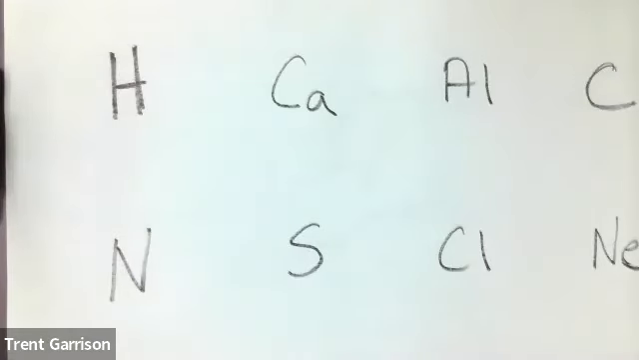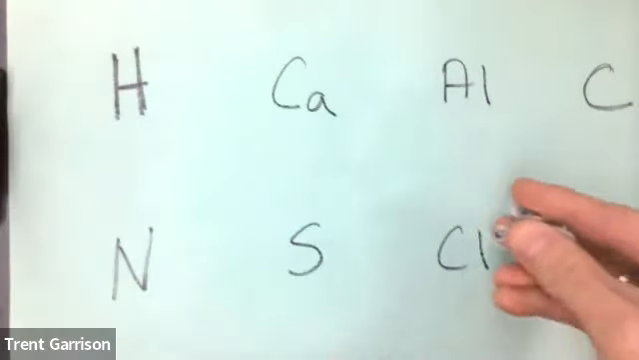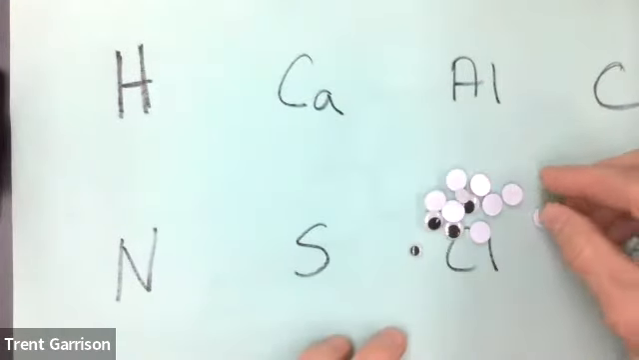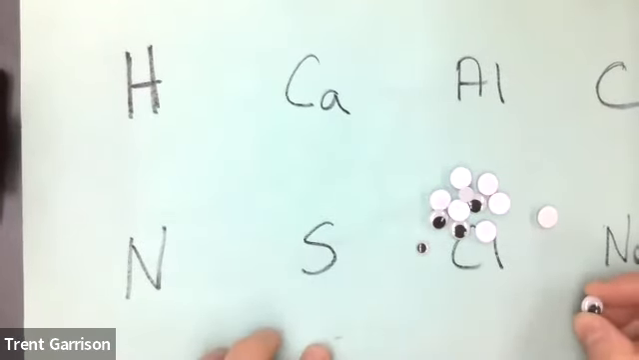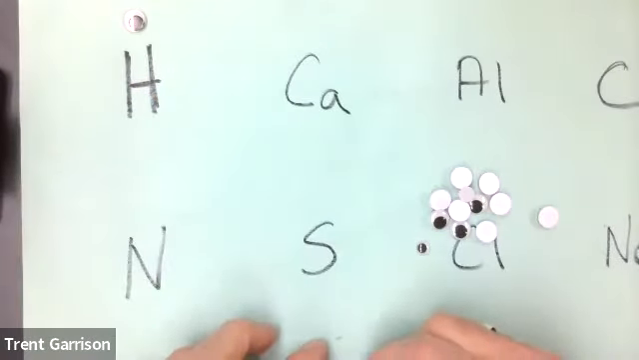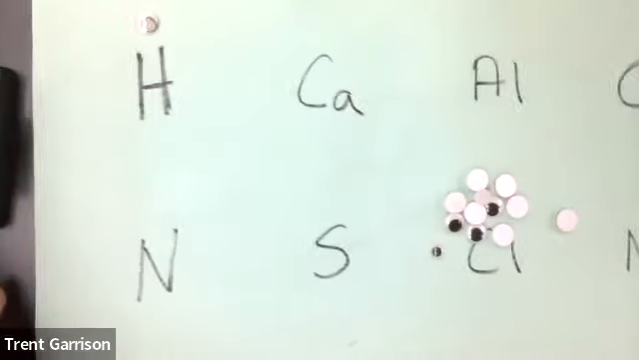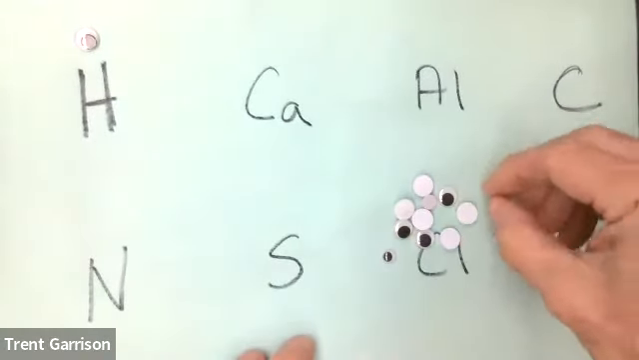Okay. So what we're going to do is take these googly eyes, and they're going to represent electrons this time. We need to place these electrons around the elements in the correct positions, so we need to be able to count valence electrons. Hydrogen has one valence electron, so it will get one dot around its 12 o'clock position.